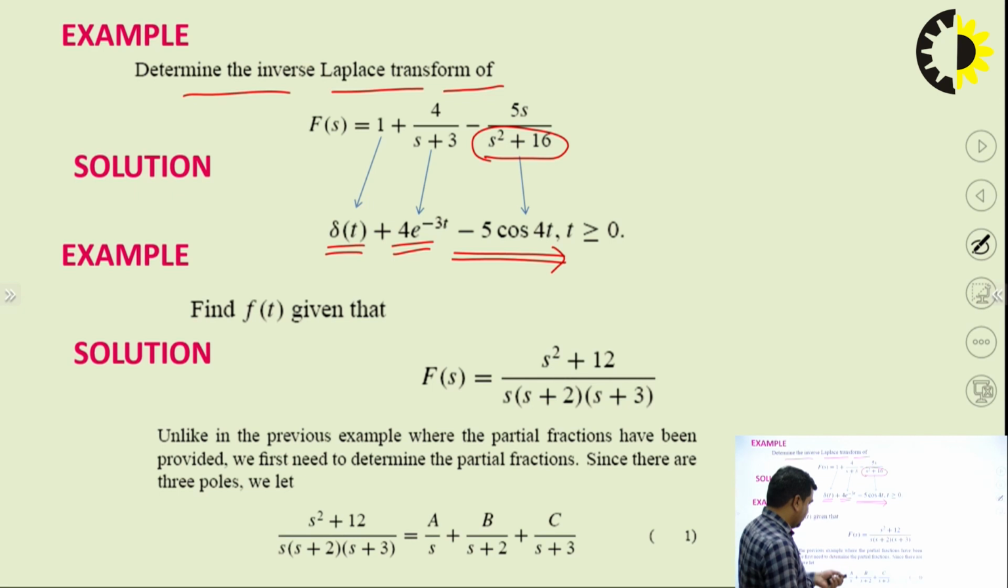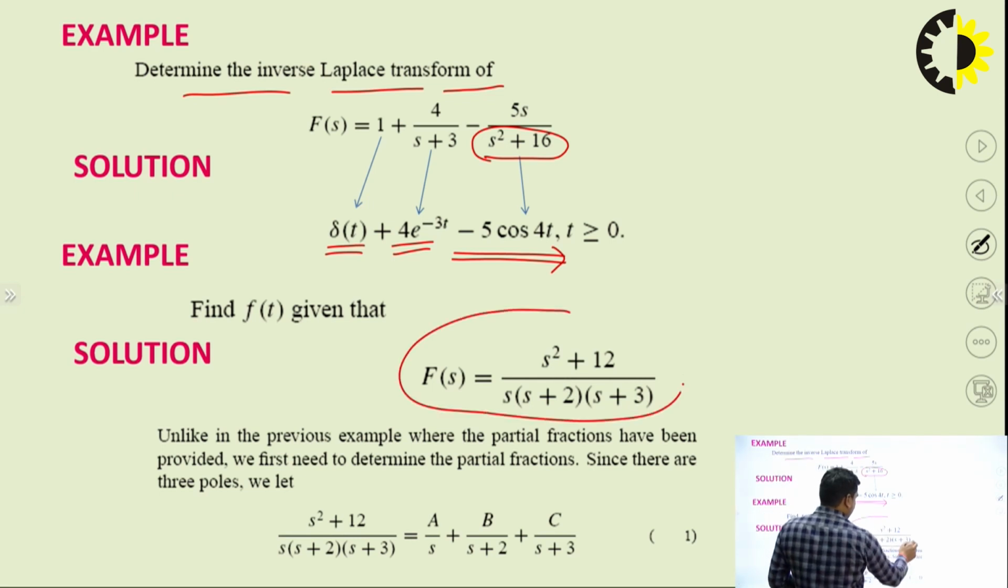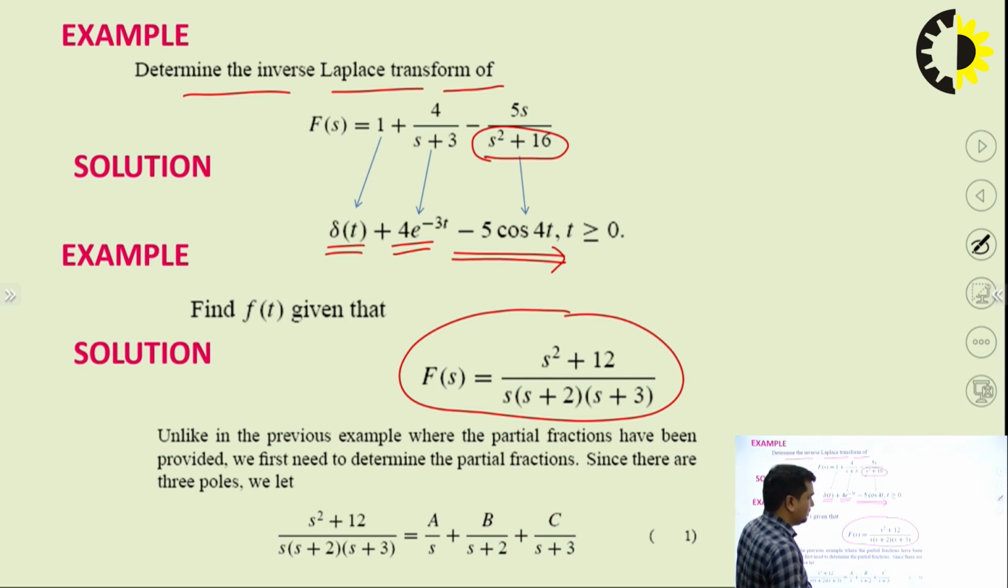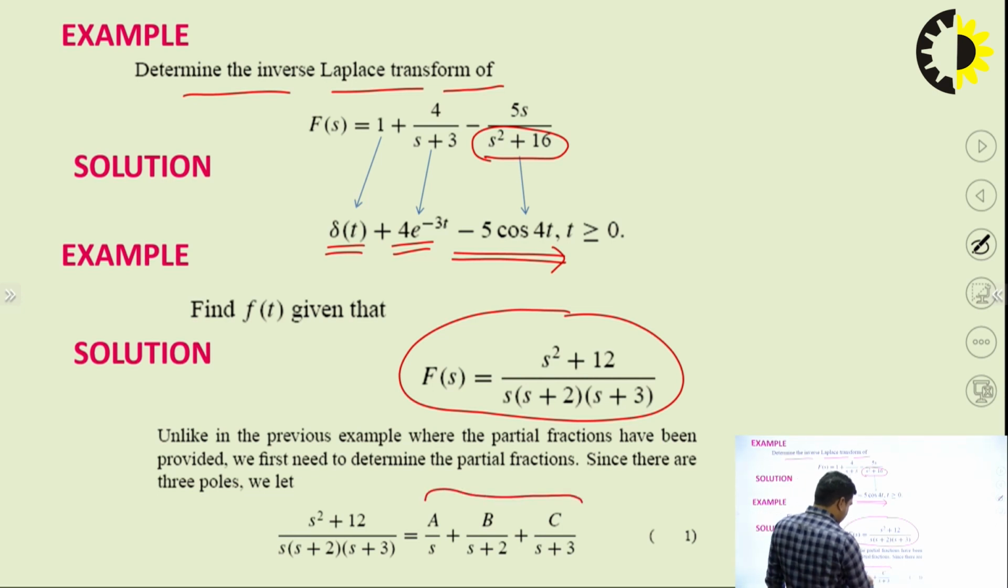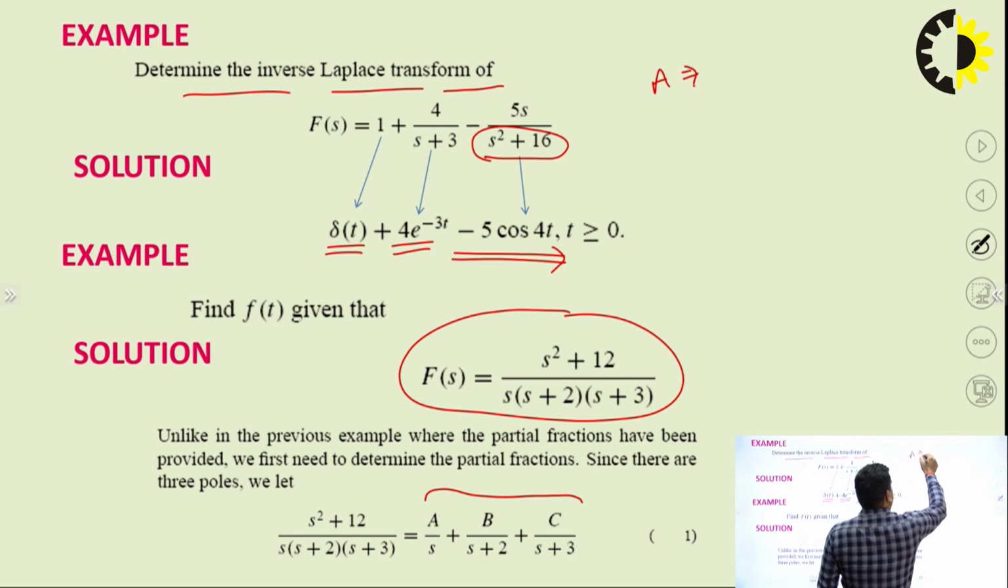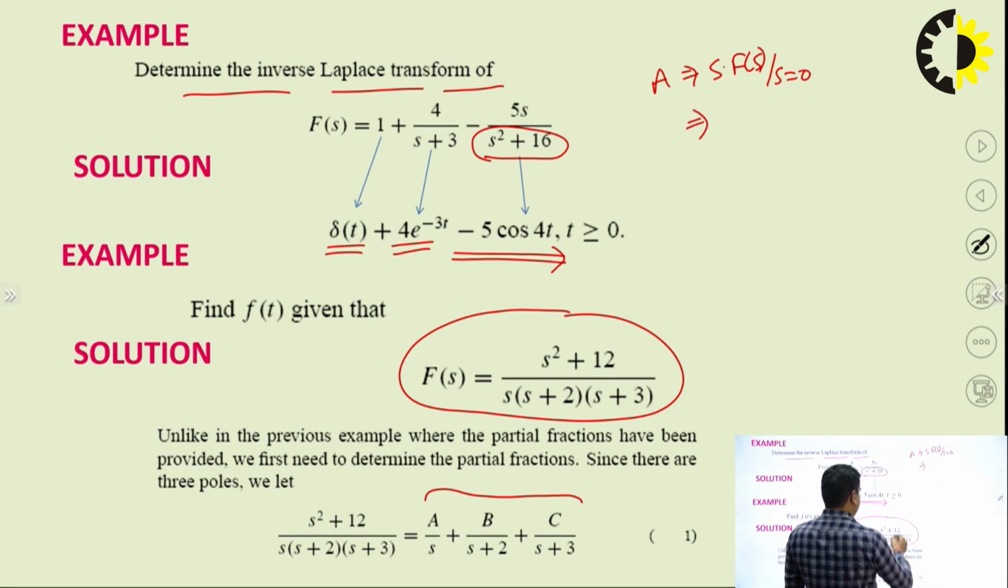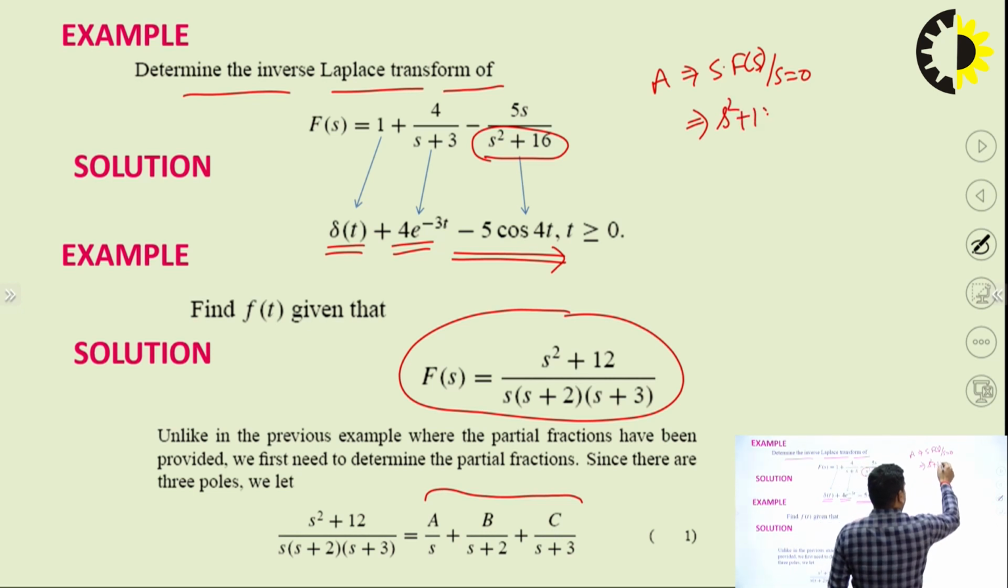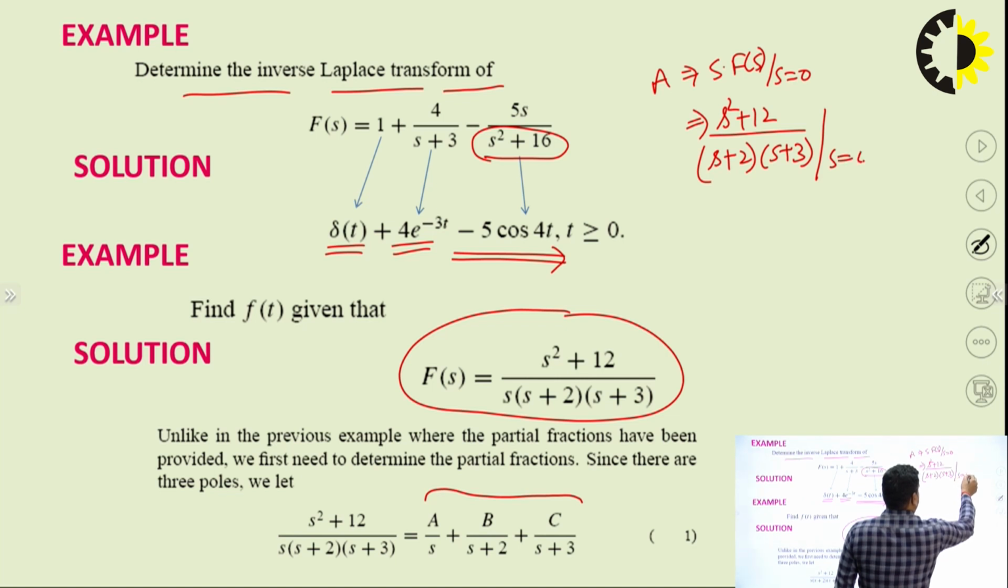Let's have an example of partial fractions. F(s) equals s square plus 12 divided by s(s plus 2)(s plus 3). These are simple poles. We can write the partial fractions a upon s, b upon s plus 2, c upon s plus 3. So we can calculate the value of a. That is s into F(s) at s equal to 0. When you multiply, it becomes s square plus 12 divided by (s plus 2)(s plus 3), as s cancels, at s equal to 0.